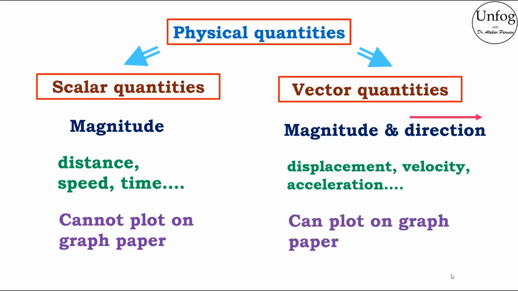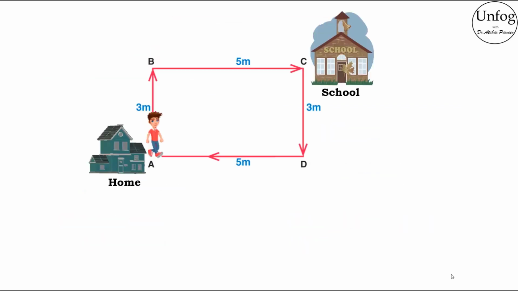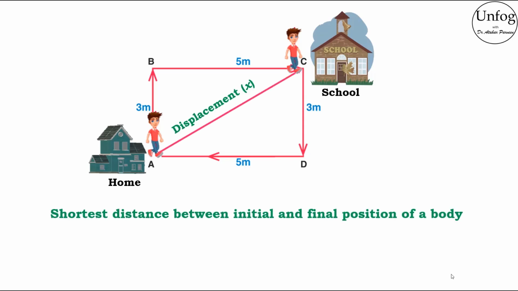Suppose there are two ways from your home to school. One is longer and the other one is shorter. Let home be your initial position and school be your final position. Then the shortest distance between the initial position and the final position is called displacement and is denoted by lowercase x.